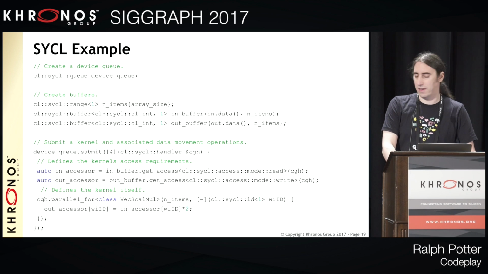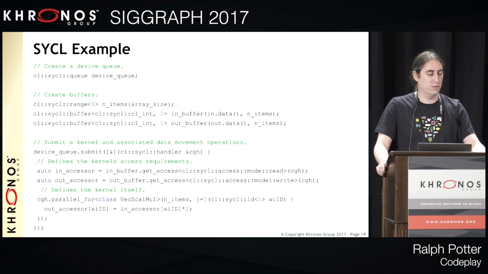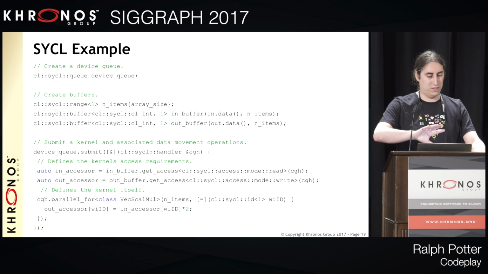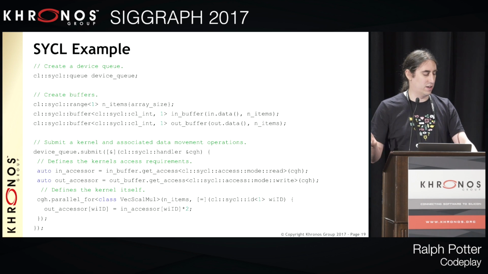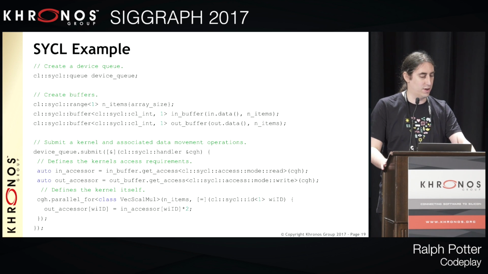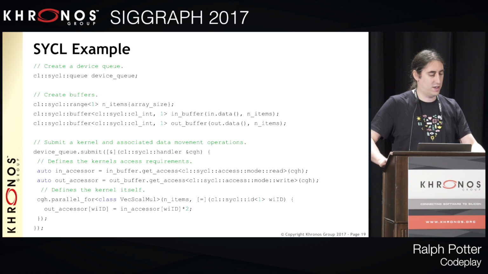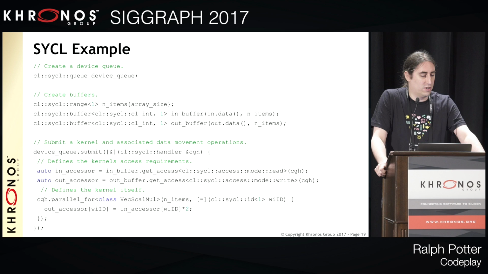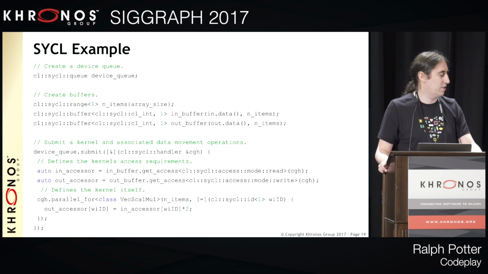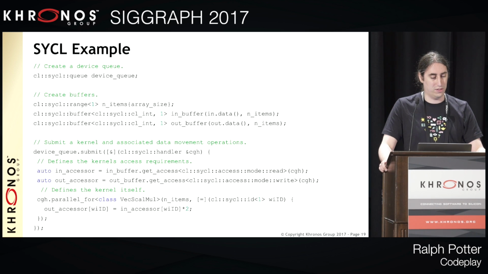So just a quick example. This is pretty much the hello world of SYCL. This is enough to get your data onto the GPU, to double every element in a vector and get your data back off the GPU afterwards. Essentially, all we're doing here is we create a device queue, which in this case is choosing a default device. You can parameterize that to choose something else if you want.